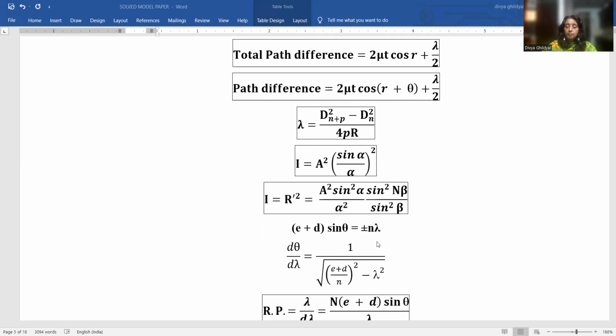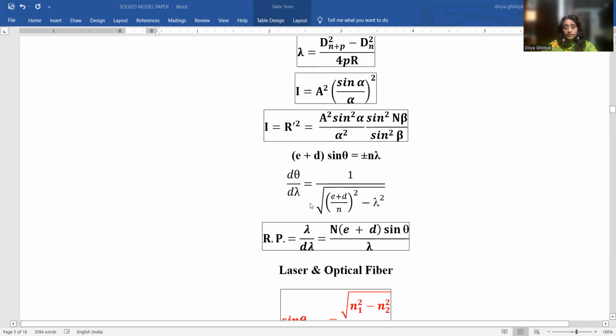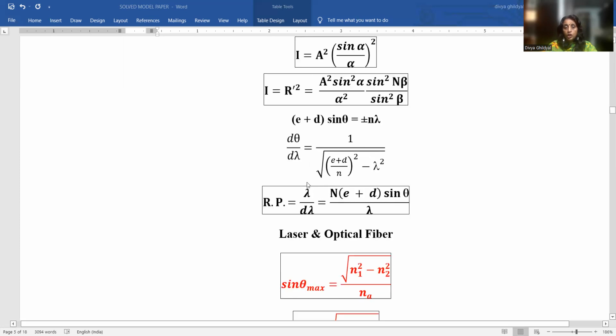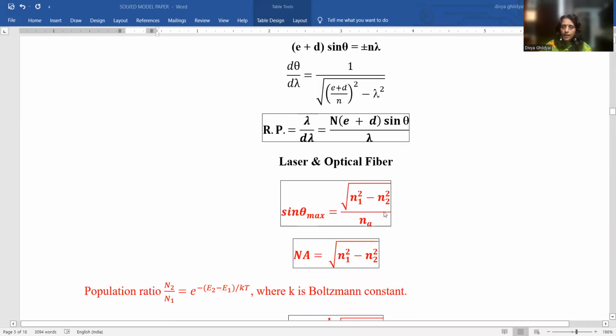Diffraction grating: (e plus d) into sine theta is equal to plus minus n lambda, where (e plus d) is my grating element. The dispersion d theta by d lambda is equal to 1 upon under root ((e plus d) by n) whole square minus lambda square. You can get this by differentiating the above expression. Resolving power is equal to lambda upon d lambda equal to n into (e plus d) sine theta by lambda.